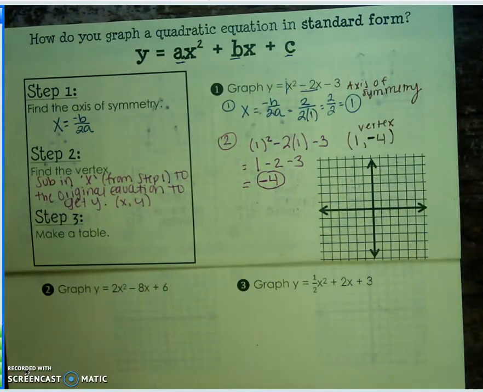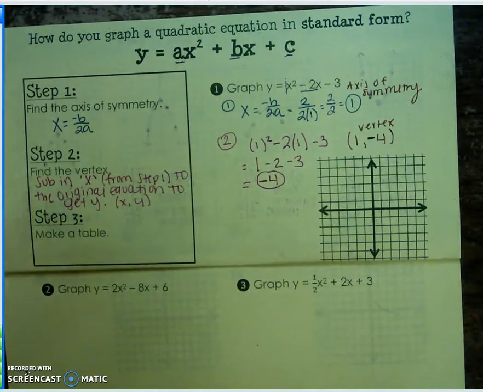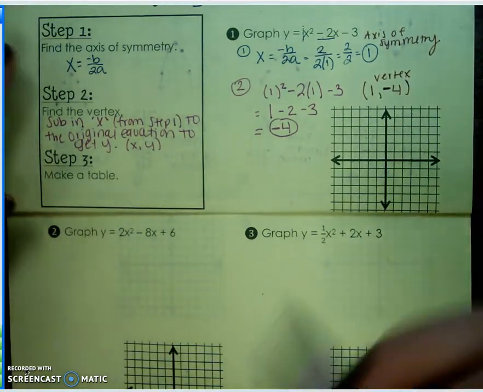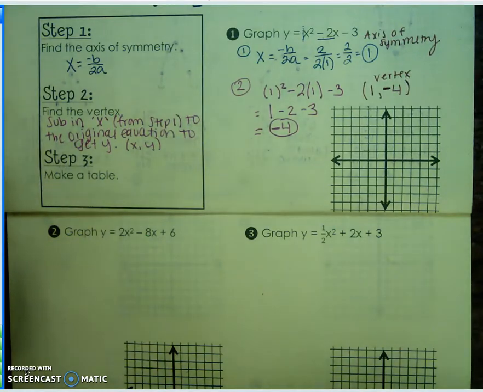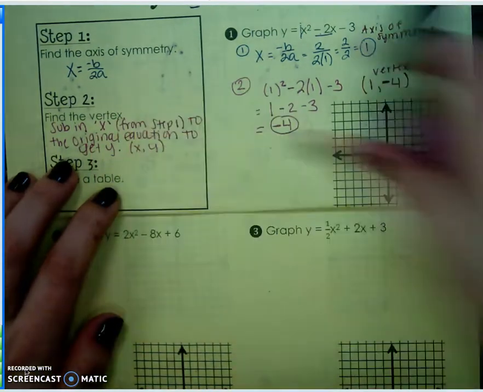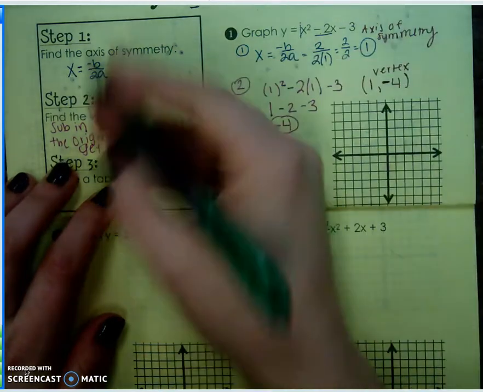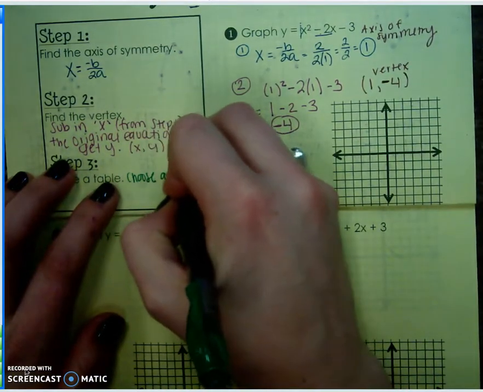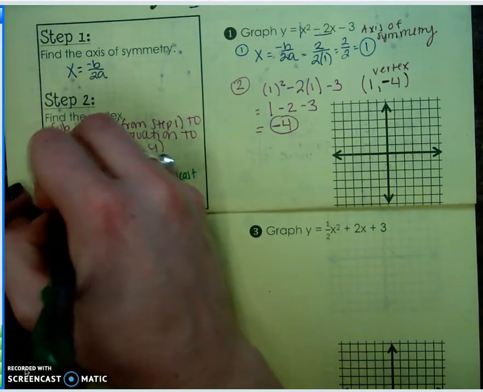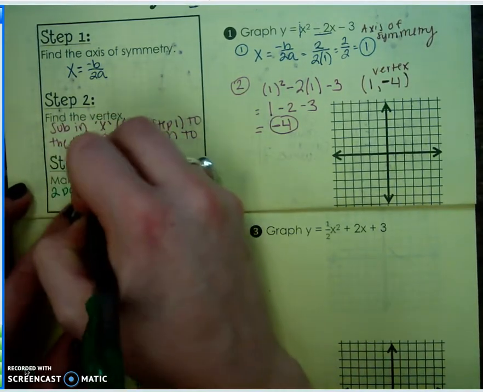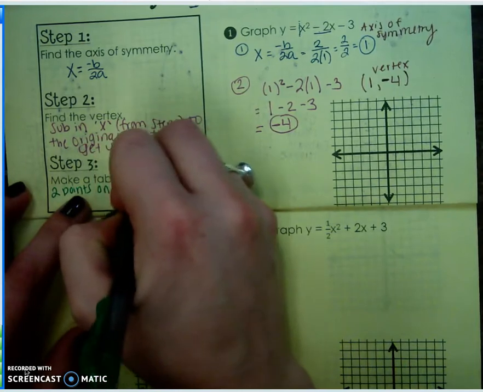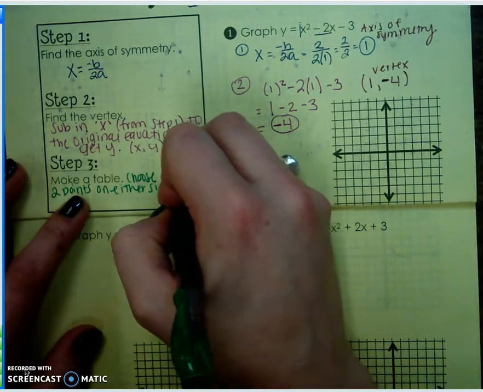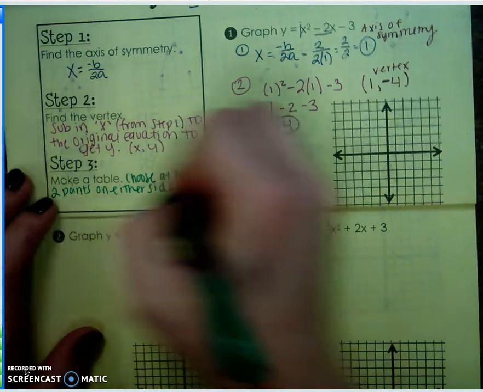Excellent. Now step 3 says to make a table. Okay? And to make our table, we're going to need to choose a different color. At least 2 points on either side of the axis of symmetry.